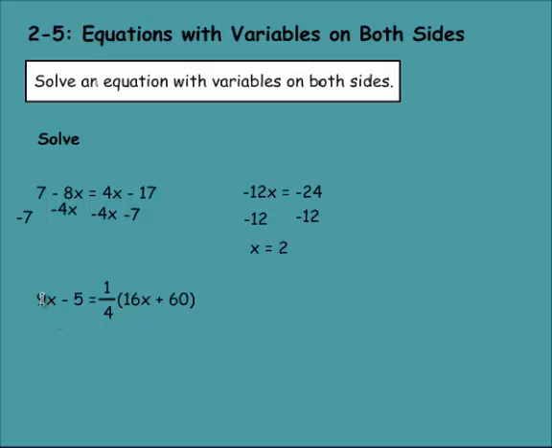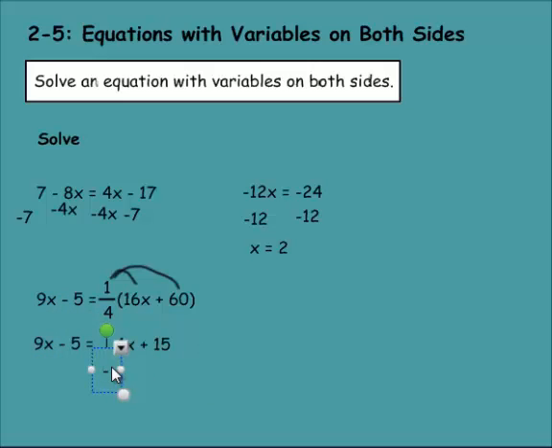So for this problem I have 9x minus 5 equals 1/4 times, distributive property, so 16x plus 60. So let's do that distributive property first. So 1/4 times 16, I know 1/4 of 16 is 4, so 4x. 4x plus 1/4 of 60 then, which would be 15. So that's my right side. So I have 9x minus 5 equals 4x plus 15.